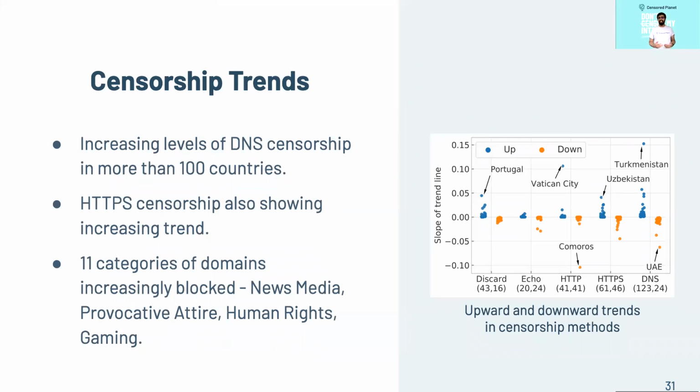We were able to find increasing levels of DNS censorship in more than 100 countries, the highest being in China and Turkmenistan. Unlike previous work, our findings show that censorship of encrypted traffic is increasing due to advances in deep packet inspection technology, which is a cause for concern. Our trend analysis also found 11 categories of domains being increasingly blocked.